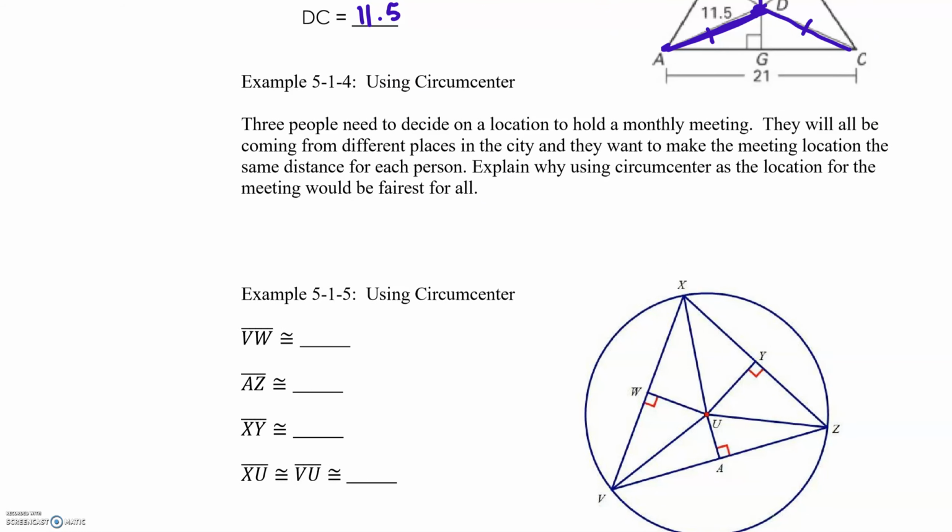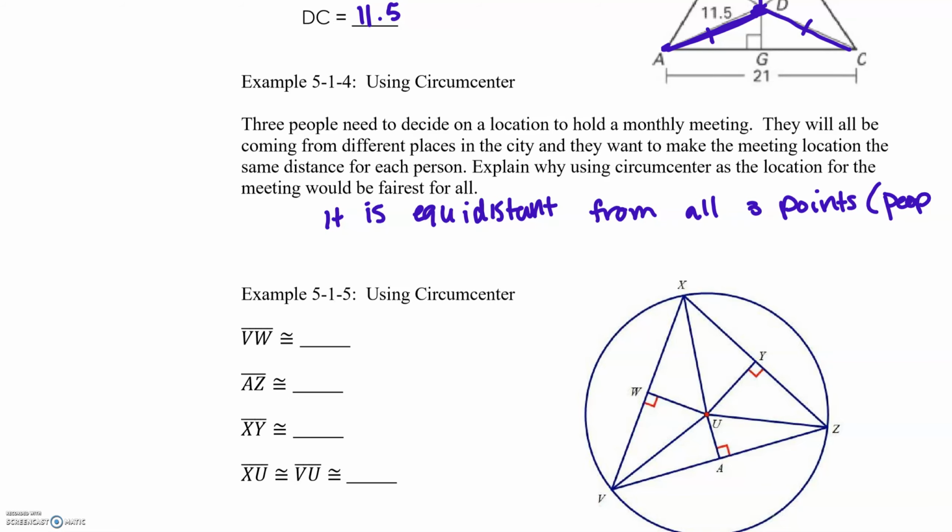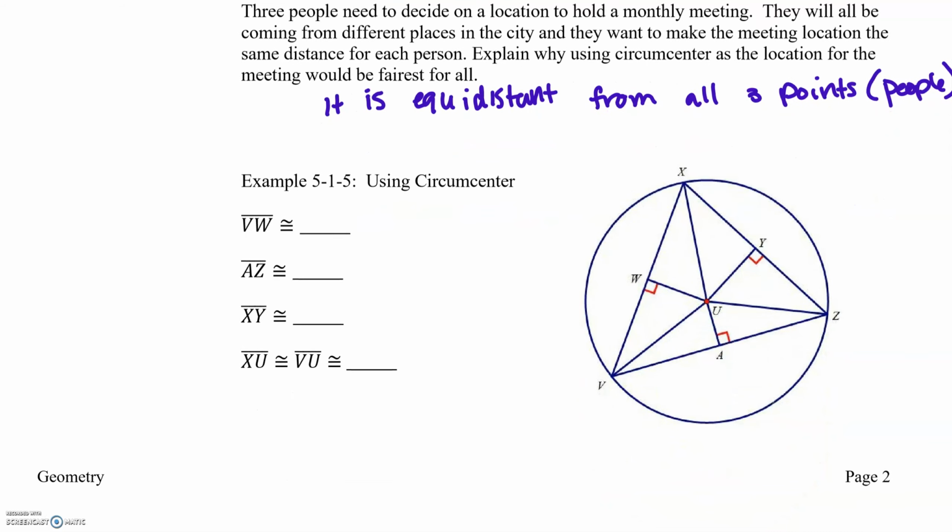So 3 people need to, this one's a happier example, they need to decide on a location to hold the meeting. So they will all be coming from different places in the city. They want to make the meeting location the same distance. So why is the circumcenter the best place to meet? Well, why is it the fairest? Because it's equidistant from all 3 points or people. So they all only have to travel the same distance to meet, which is only fair.